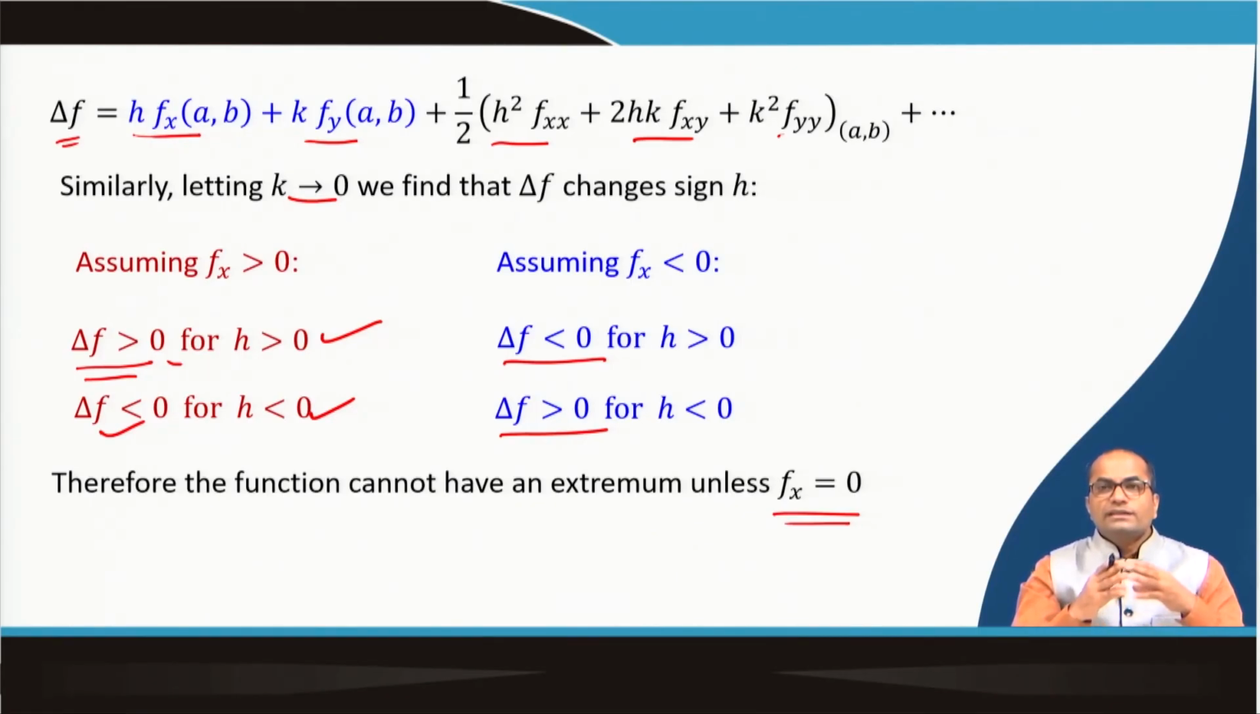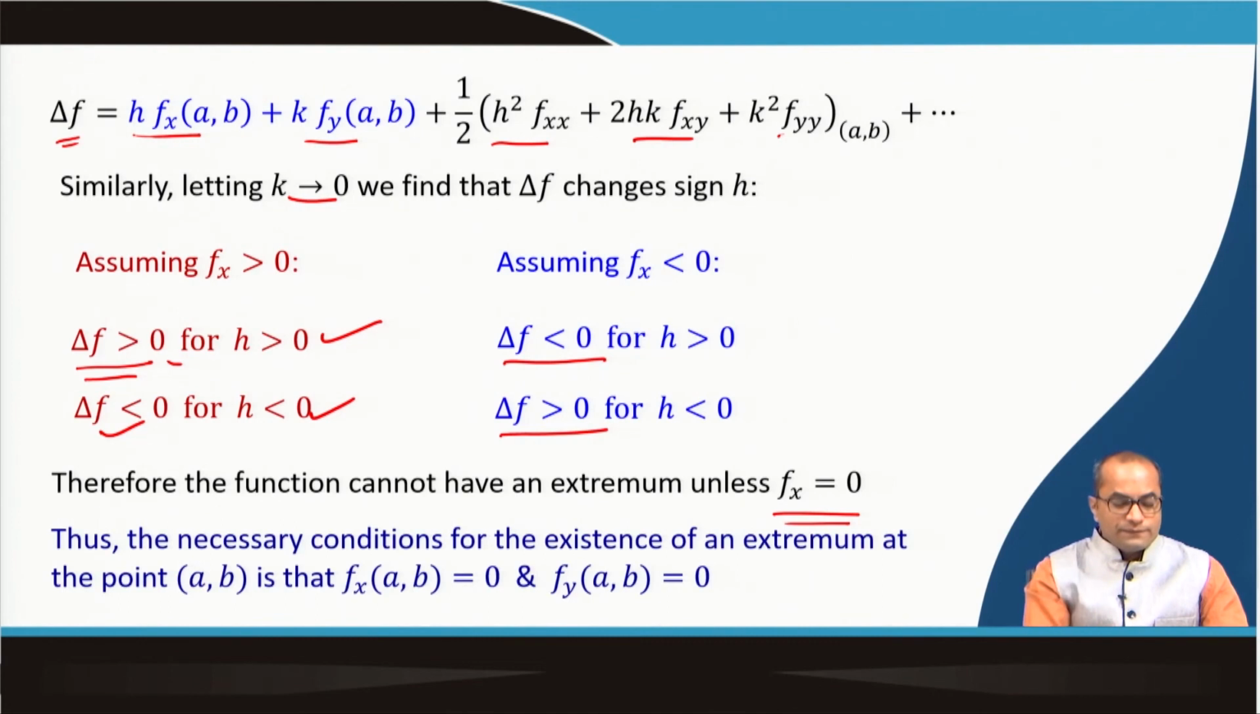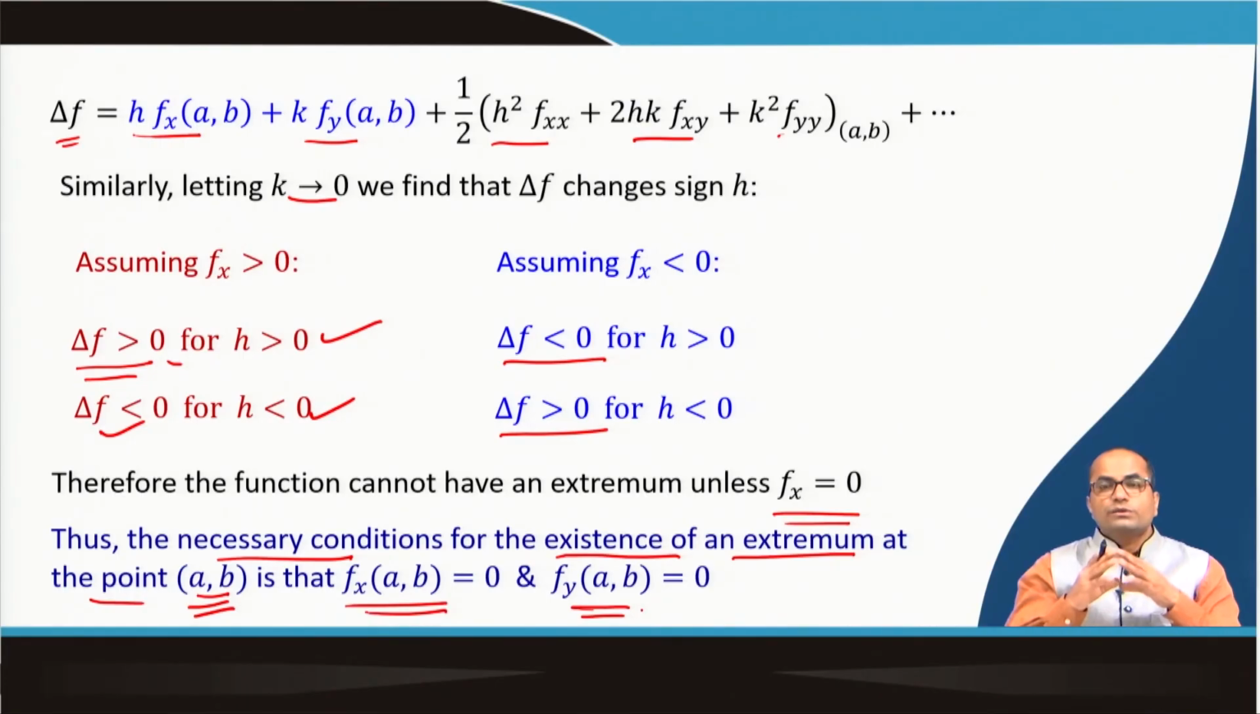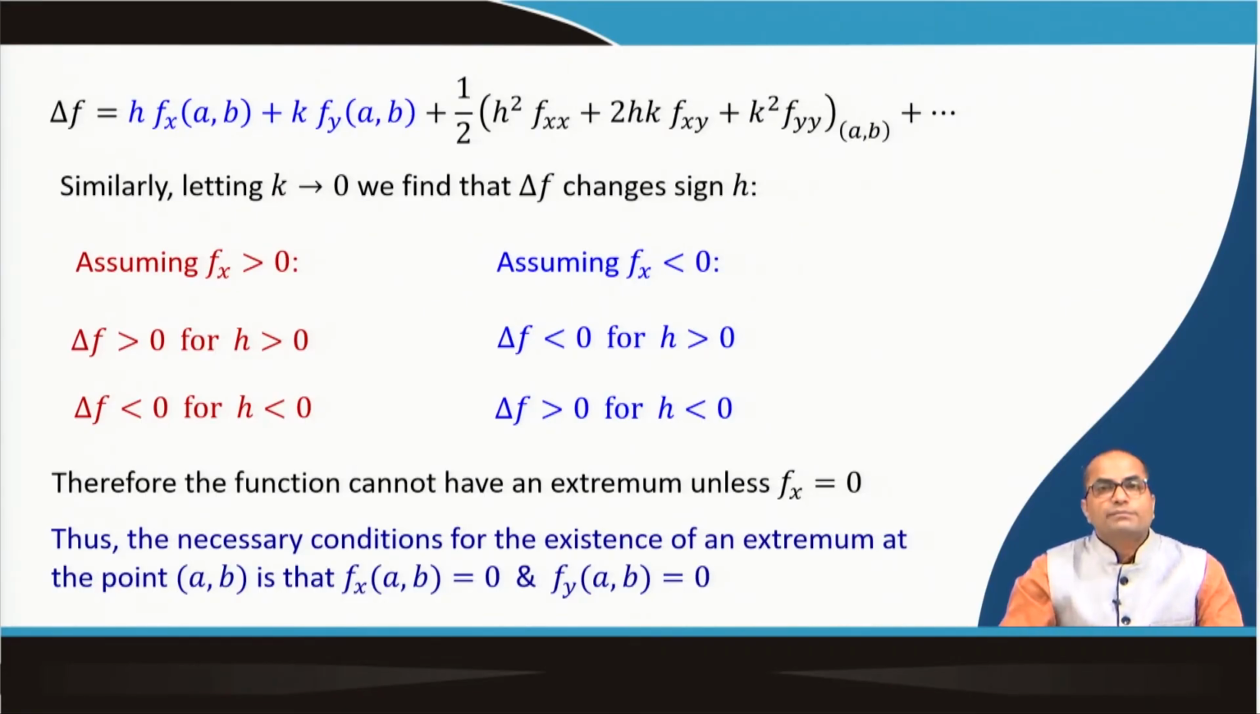So, in this way we are getting these necessary conditions, that if this (a, b) is a point of local extremum, then f_x must be 0 and f_y must be 0 at this point (a, b). So, the necessary conditions for the existence of an extremum at the point (a, b) are that f_x must be 0 and f_y must be 0. So, if f_x at (a, b) is not equal to 0 or f_y at (a, b) is not equal to 0 or both are not equal to 0, in that case this point cannot be a point of local extremum. This is what we have seen by this simple observation.